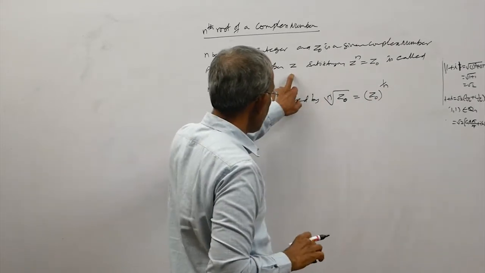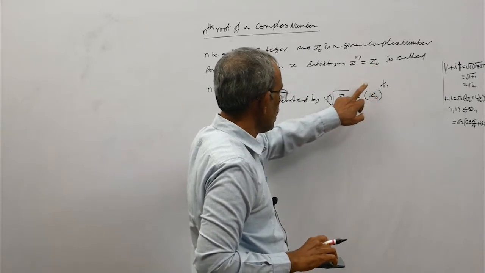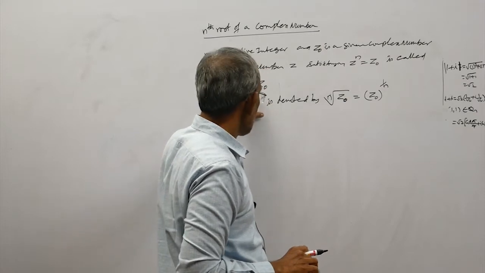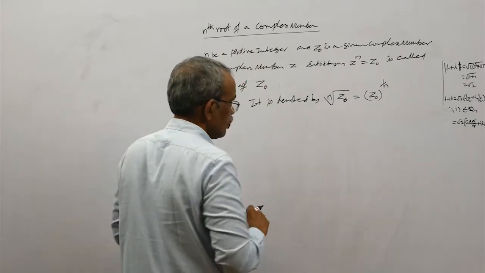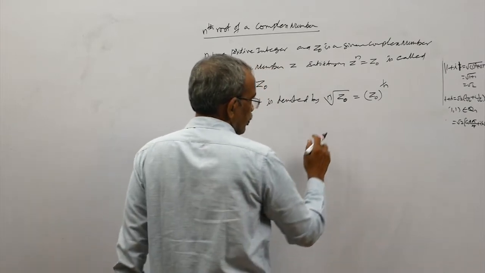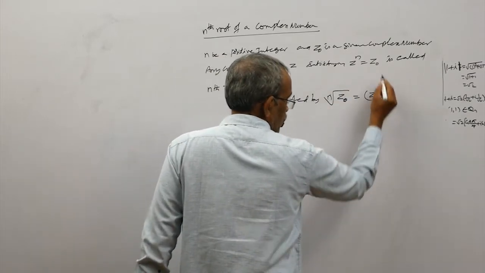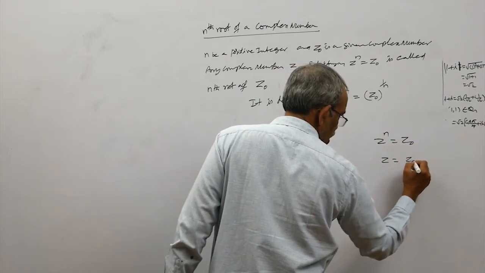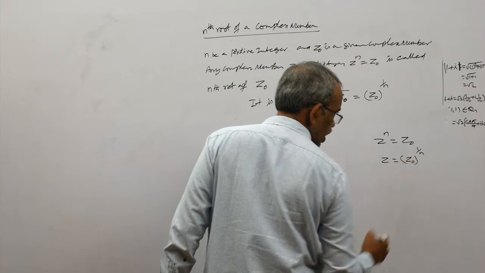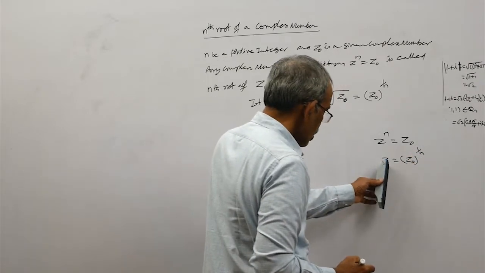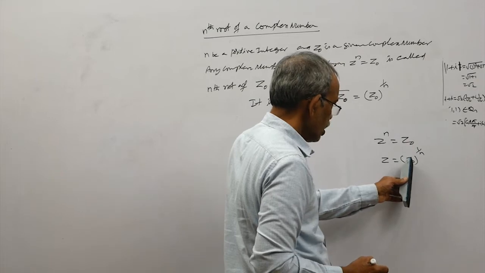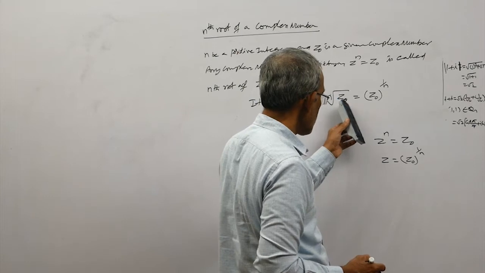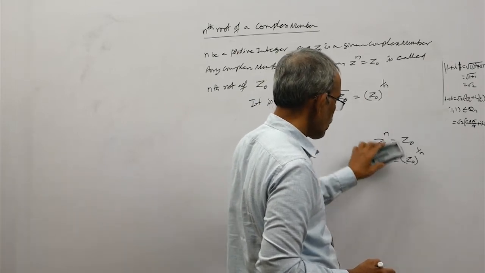Any complex number z satisfying z power n equal to z naught is called nth root of a complex number z naught. z power n is equal to z naught, so z is equal to z naught whole to the power of 1 by n. Here z is nth root of this complex number. z naught whole to the power of 1 by n means nth root of z naught.